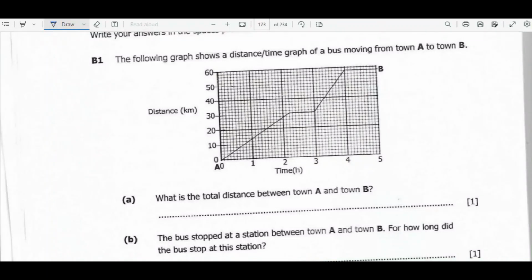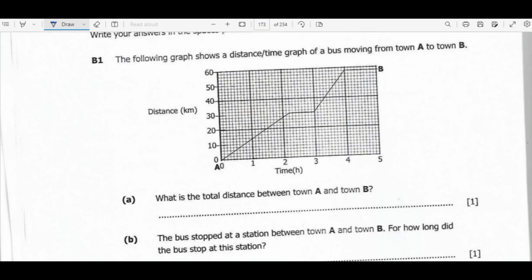Welcome folks. In this video we are going to look at science paper 1 for the year 2021, and this paper was written by the internal candidates. Now our focus will be on section B of the same paper. We'll have question 1. The following graph shows a distance time graph of a bus moving from town A to town B.